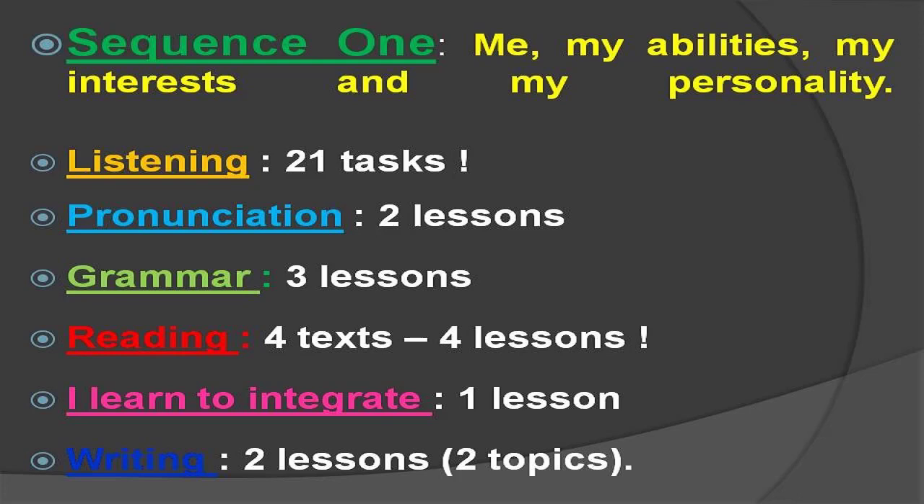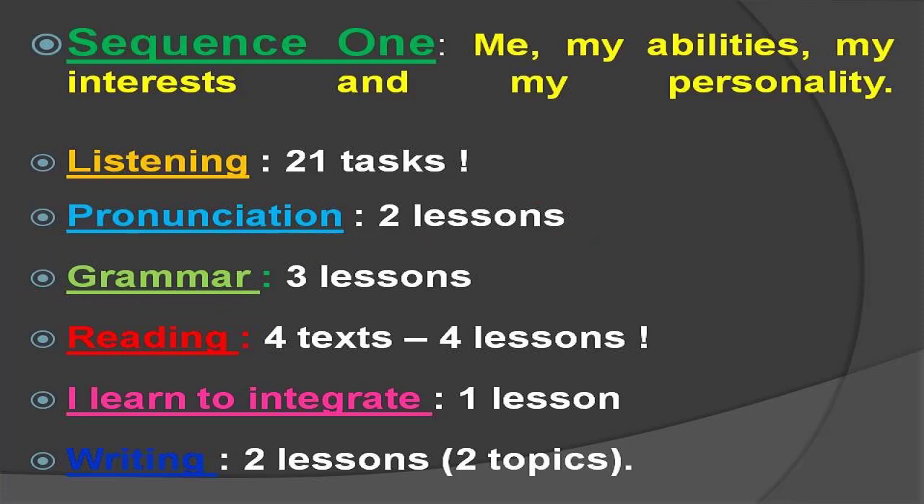Then you move to abilities, but if you check the book, you're going to find the first activity involving interests. So here it's really confusing. What did I do? I just brought my own material, my own script for abilities. So, you have listening, you have 21 tasks of listening, you have 2 lessons of pronunciation, and 3 lessons of grammar.